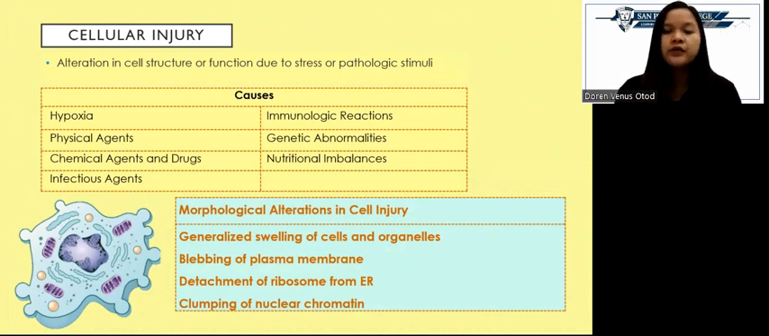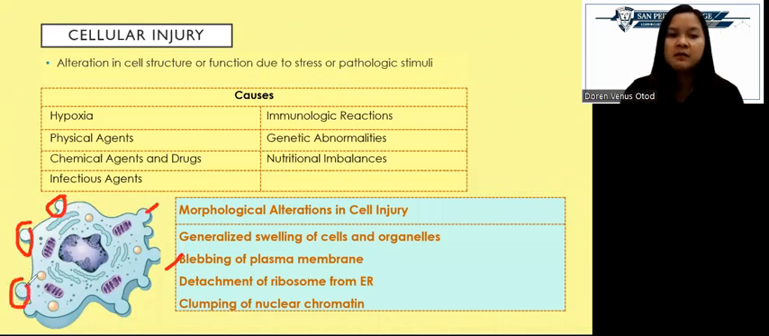The first and foremost manifestation, or the earliest manifestation in cell injury, is the swelling. So there will be swelling in cells and organelles. And after that, there will be blebbing of the plasma membrane. This one is due to an increase in the number of free radicals, and the plasma membrane will now protrude. These are called the blebs, protruding at the plasma membrane.